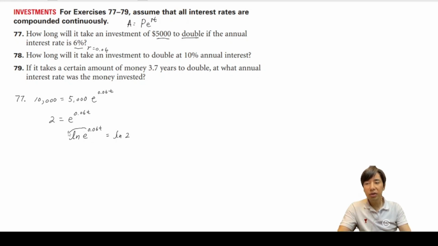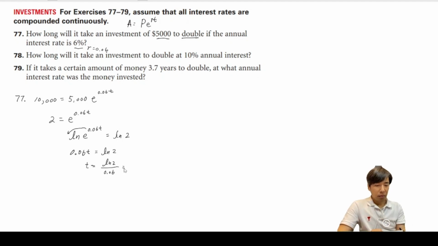So take the exponent in front of the log. So you get 0.06t. ln e is 1, so it disappears. It's equal to ln 2. So t is equal to ln 2 divided by 0.06. So I'll put it into the calculator. ln 2 divided by 0.06. So that's 11.55. So it takes about 11 and a half years for your investment to double, okay? At 6%.